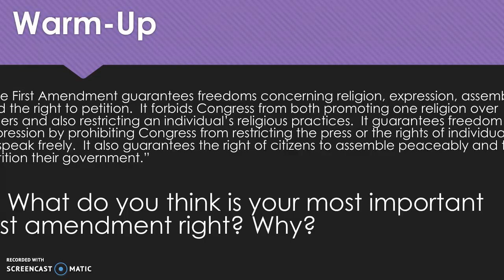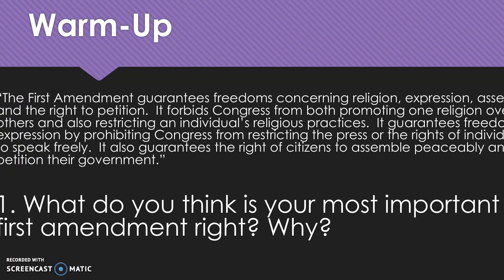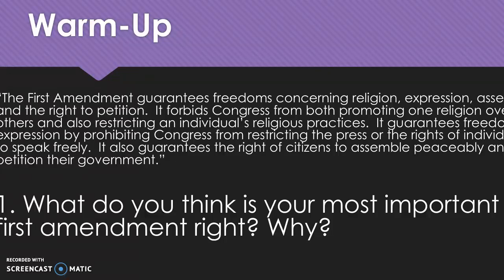Now we're going to start talking about the Constitution and how the Constitution was produced. And when you think about the Constitution, I know this probably isn't all fitting in the frame, but if you're familiar with the First Amendment rights, it says the First Amendment guarantees freedoms concerning religion, expression, assembly, and the right to petition. It forbids Congress from promoting one religion over others and also restricting an individual's religious practice. It guarantees freedom of expression by prohibiting Congress from restricting the press or the rights of individuals to speak freely, and guarantees the rights of citizens to assemble peaceably and petition their government.